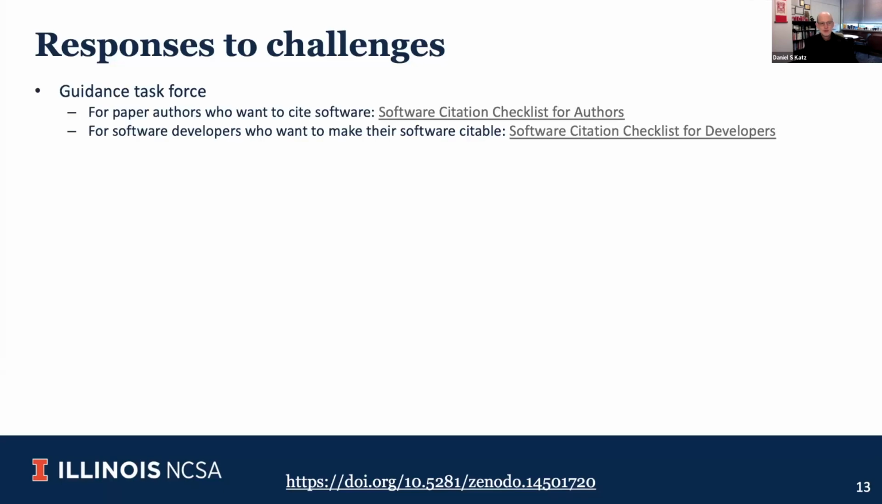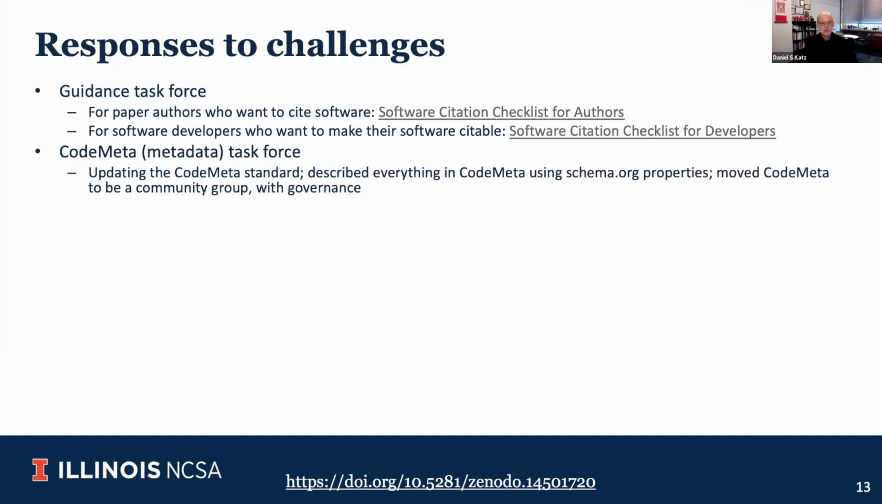In terms of the responses to the challenges, we had a guidance task force that produced guidance for paper authors who want to cite software, a checklist specifically, and a checklist for software developers who want to make their software citable. We had a metadata task force that updated CodeMeta, a metadata standard, and then moved forward to describe everything in that standard using schema.org properties and turned the group into a community group with a defined governance policy.